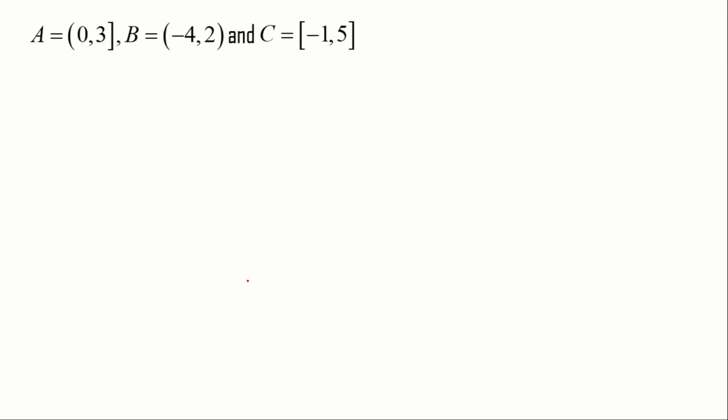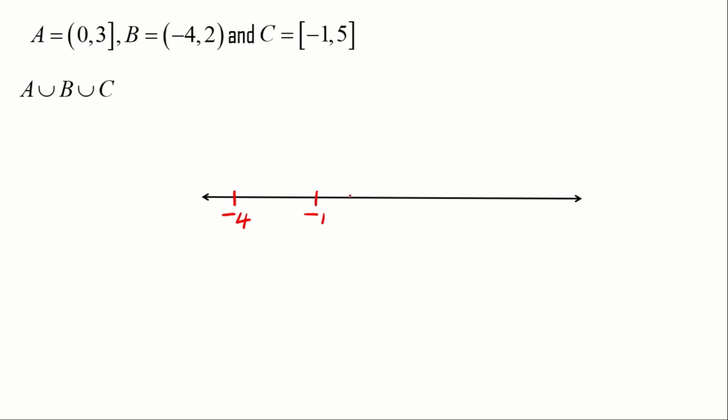Okay, now we have again A, B, and C, the same intervals. So how about A union B union C? Now we have 3 intervals, and we are going to find the union of them. The first thing to do is basically arrange our numbers in ascending order. We have -4, -1, 0, 3, and 5.